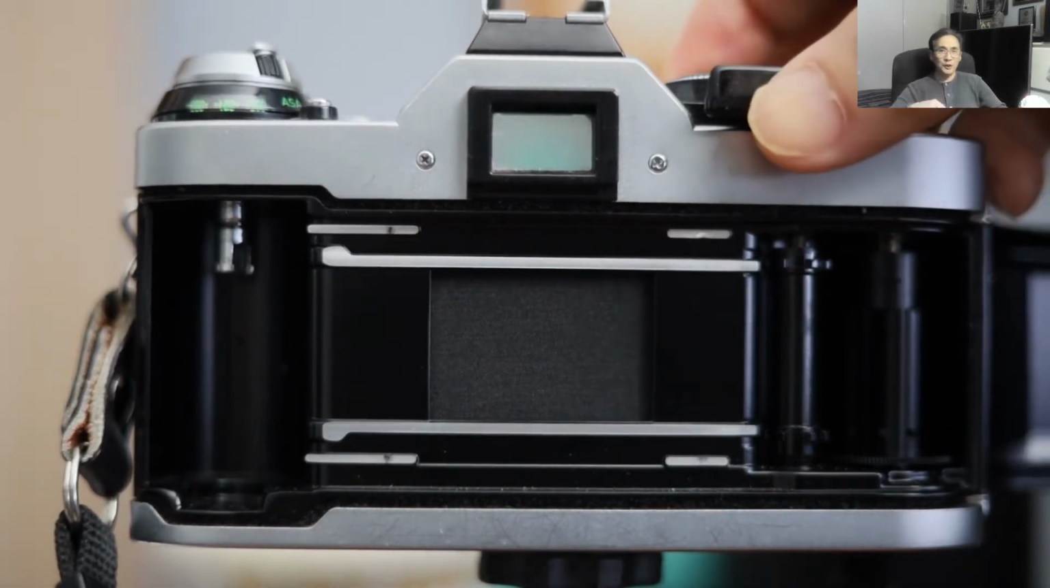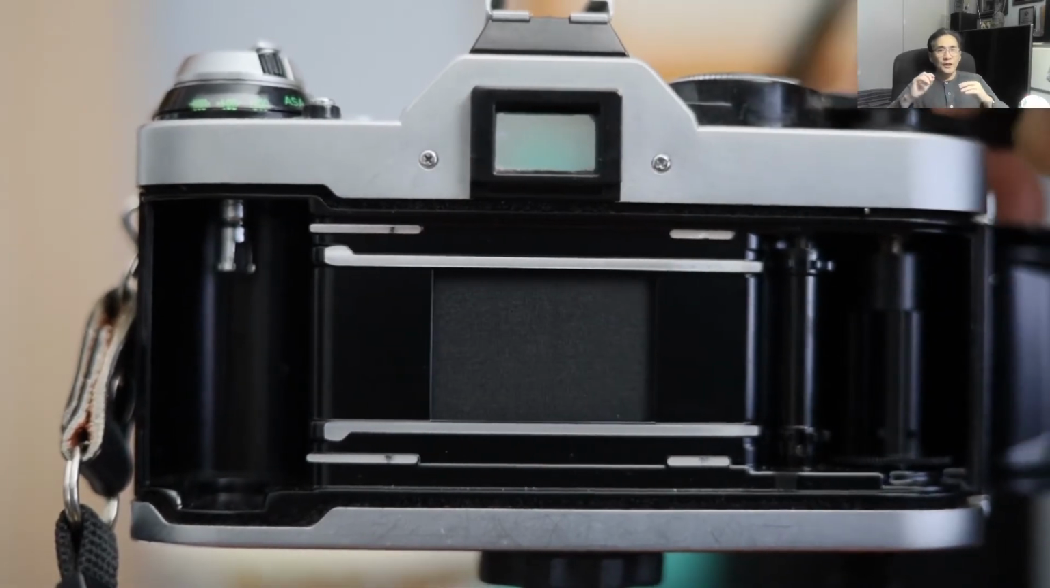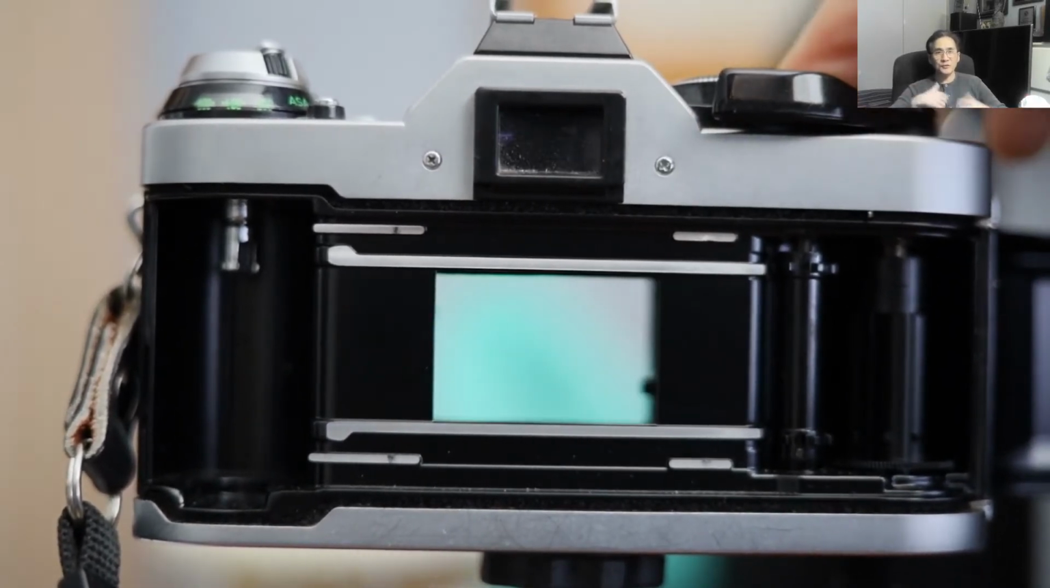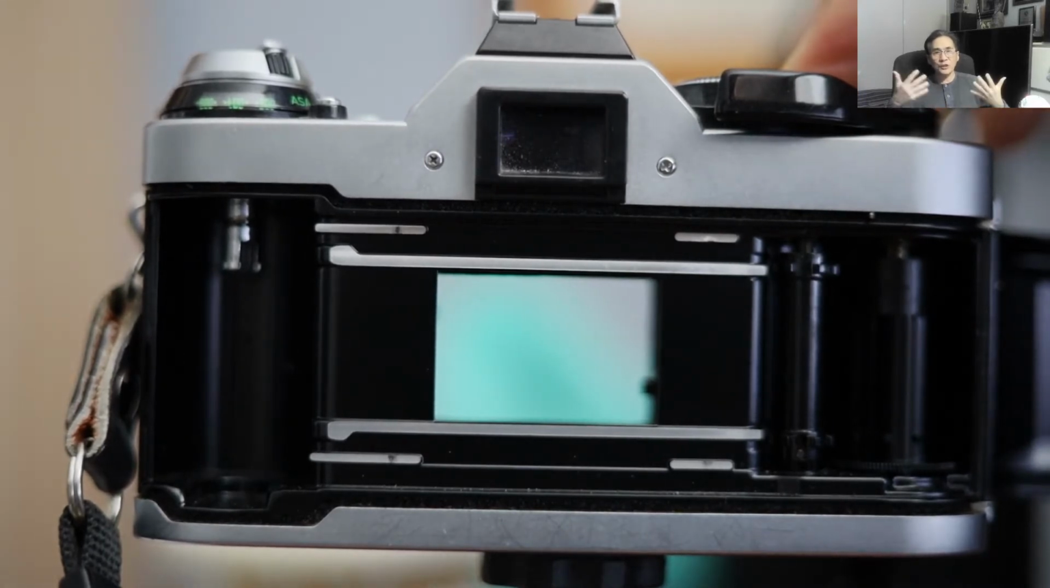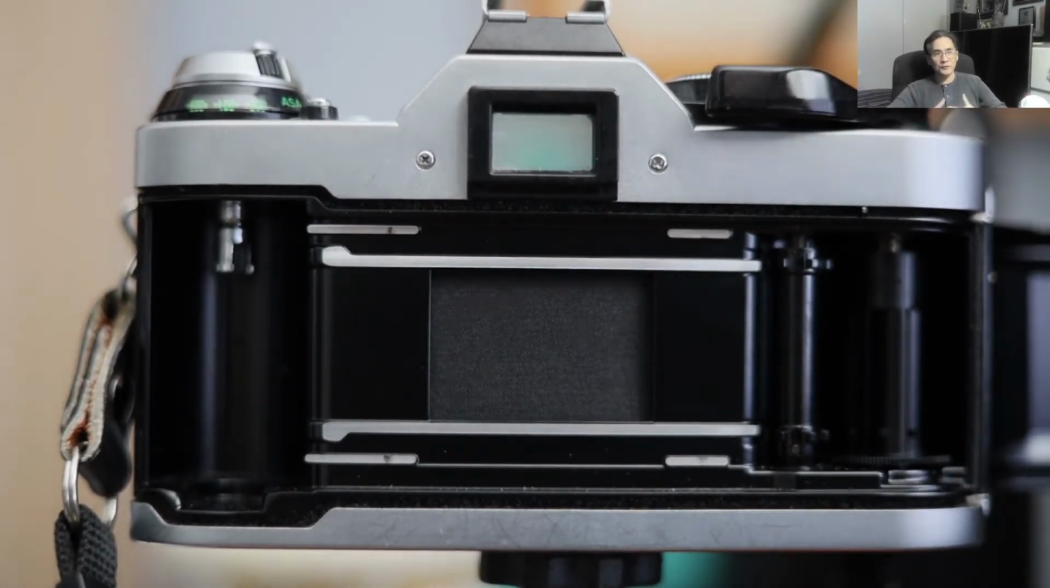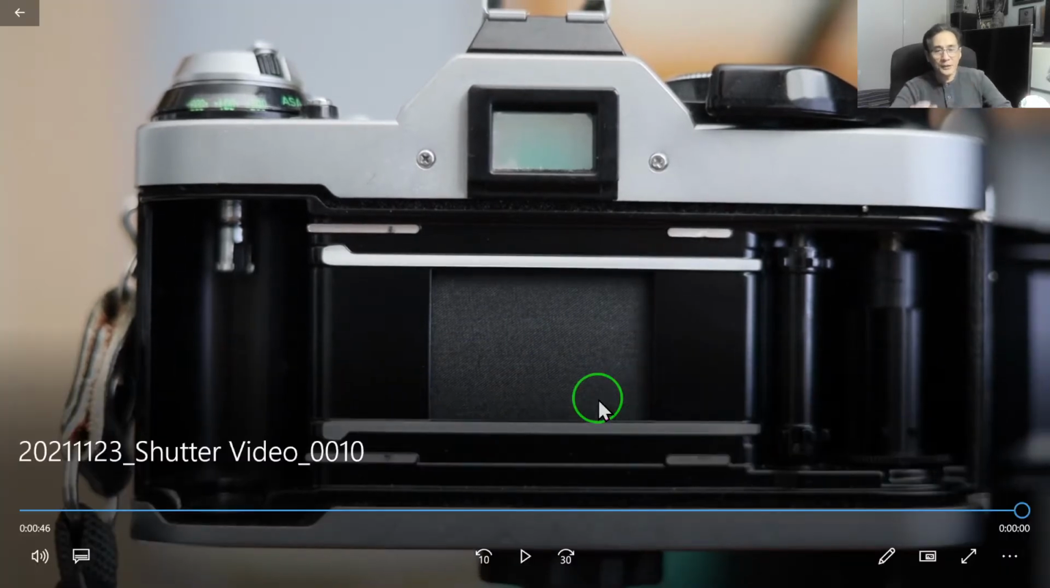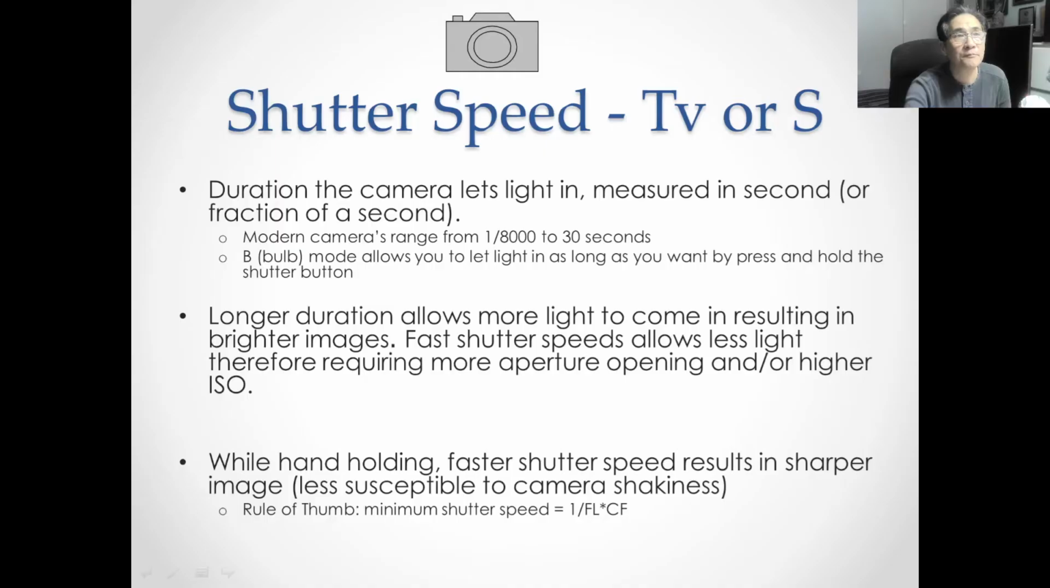The last one is what I call the bulb mode, and it remains open as long as you press the shutter. It could be 20 seconds if you want, 30, 40, right? So basically, the shutter opens up wide for how long you get to set, and the duration dictates how much light gets in. The longer the duration, the more light is going to get in. Less duration, less light. Very simple concept.